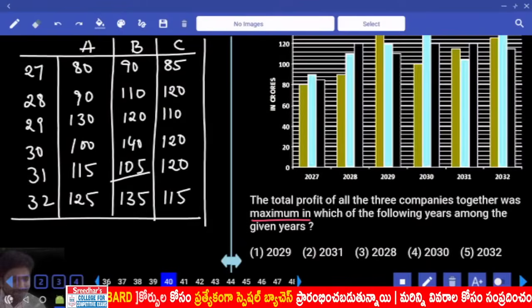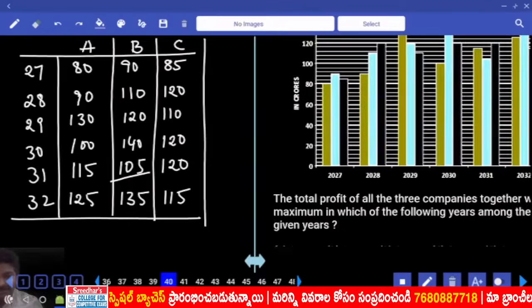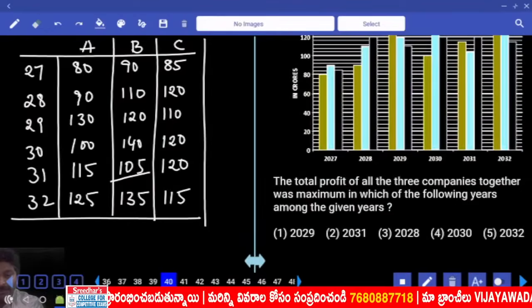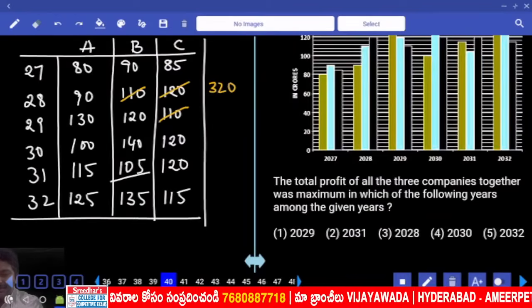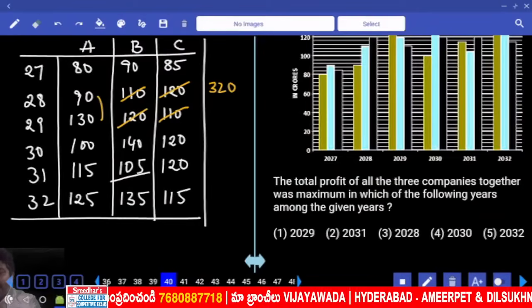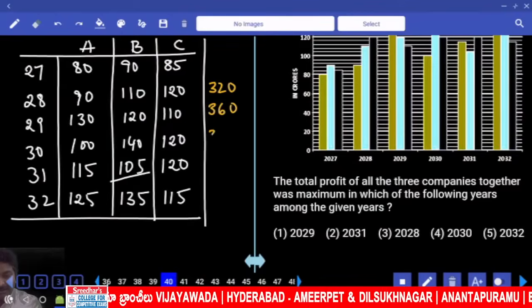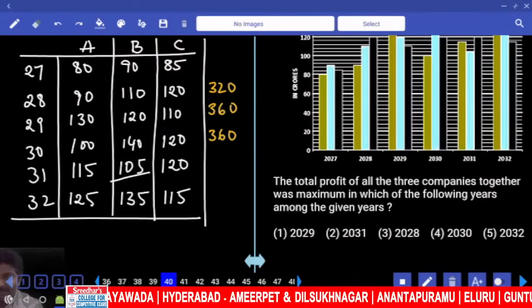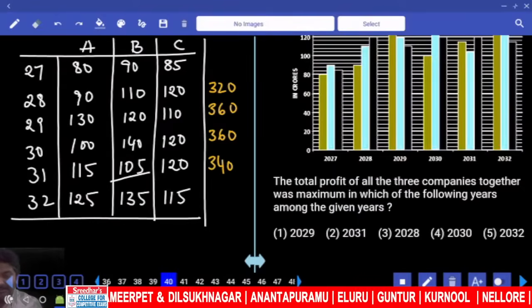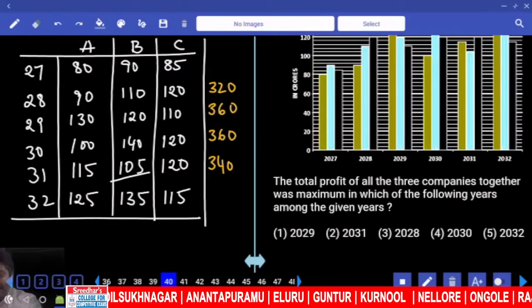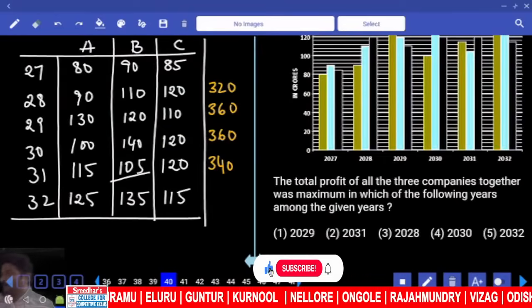Understood? Right. So let us calculate remaining values. 90, 110, 200 plus 120, 320. Now, these two numbers are same, but here we have 40 more. So that sum will be 360, correct? Next one, 360. Understood? Next one, 340. When you look at these numbers, you can actually, without calculating 3032, say the answer is 2032.